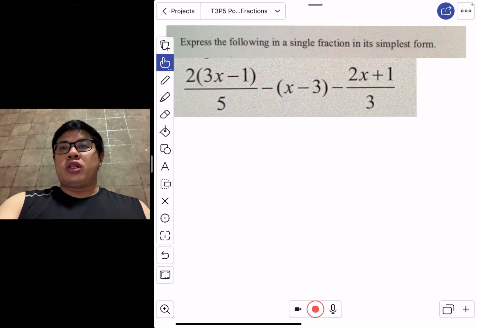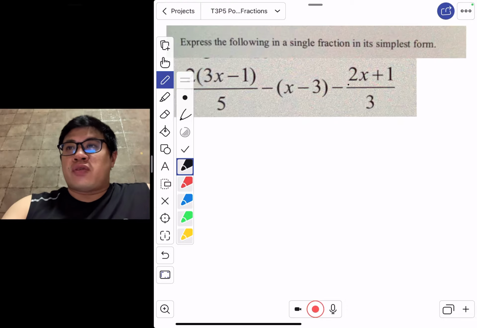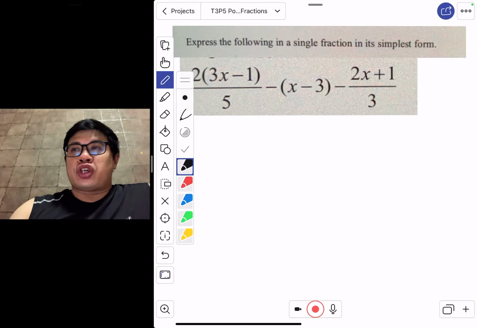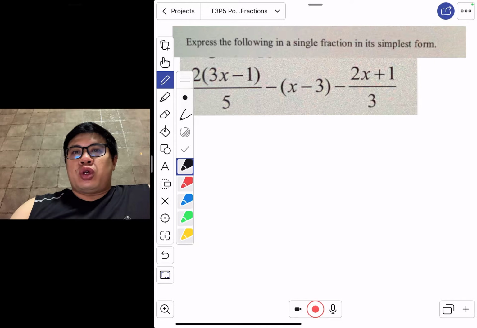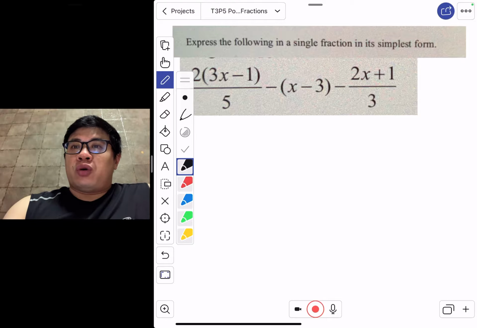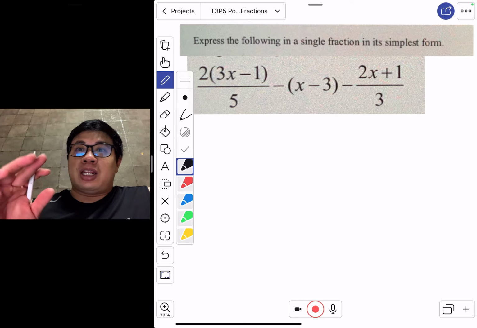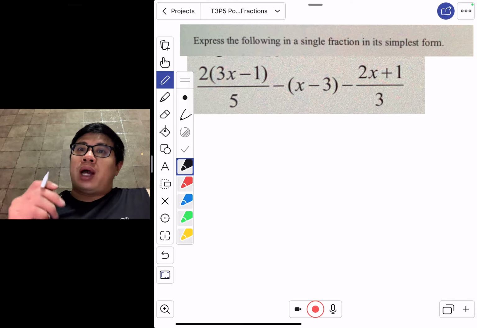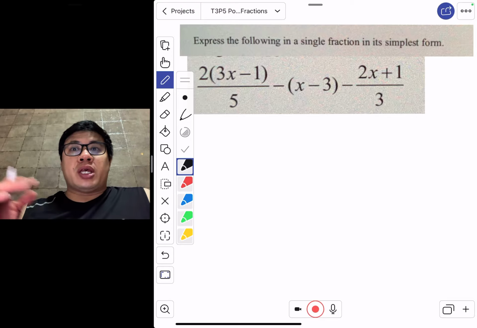So for this question, you are asked to express the following in a single fraction in the simplest form. Do be careful that when you are simplifying fractions, there are a lot of things to take note. First, just like adding numerical fractions, you want the denominator to be the same, right?